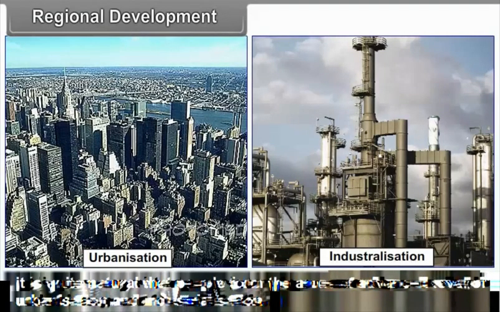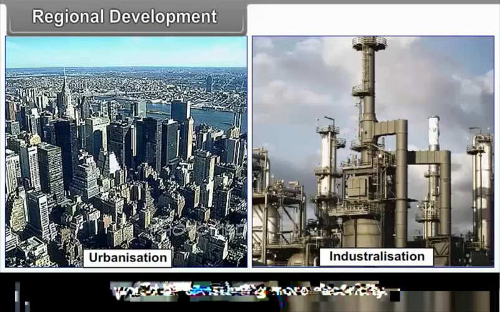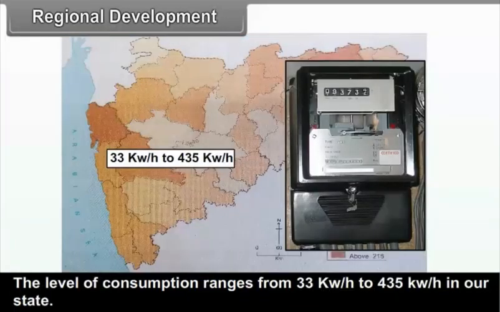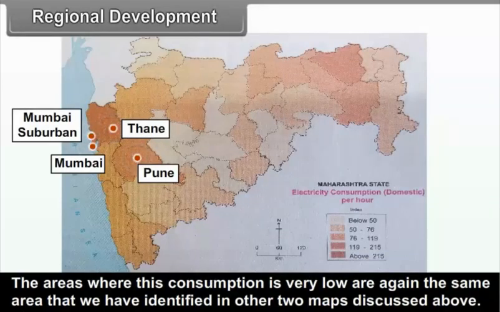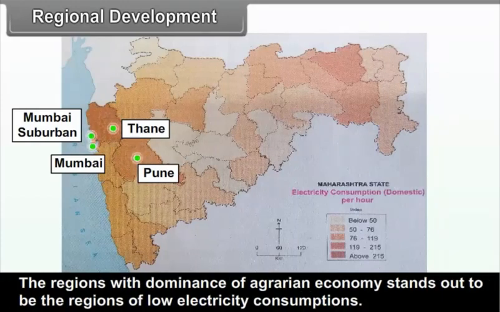It is quite natural that the people from the areas at advanced level of urbanization and industrialization would be consuming more electricity. The level of consumption ranges from 33 kilowatt hours to 435 kilowatt hours in our state. The areas where this consumption is very low are again the same areas that we have identified in the other two maps discussed above. The regions with dominance of agrarian economy stand out to be the regions of low electricity consumption.